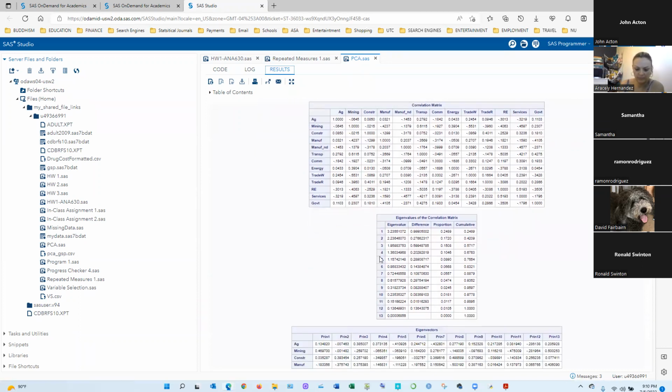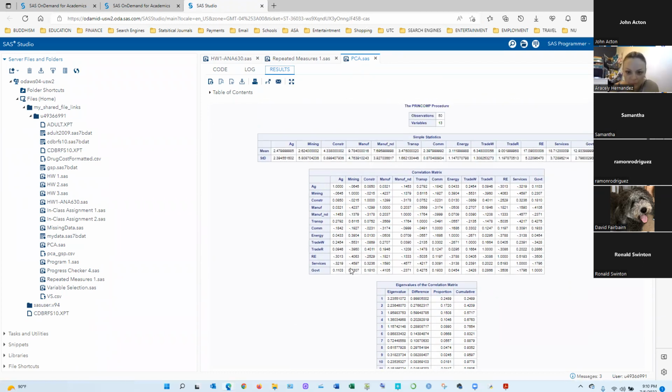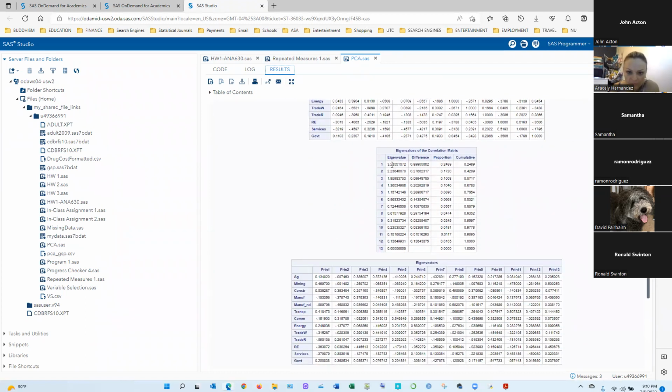But look at their eigenvalues. There are differences being given, the difference between two consecutive eigenvalues. Their proportion is given here. The accumulation is given here. Eigenvalue is nothing but the variance carried by that particular variable. That's a variance, okay? We can see that one. I'm going to show you.